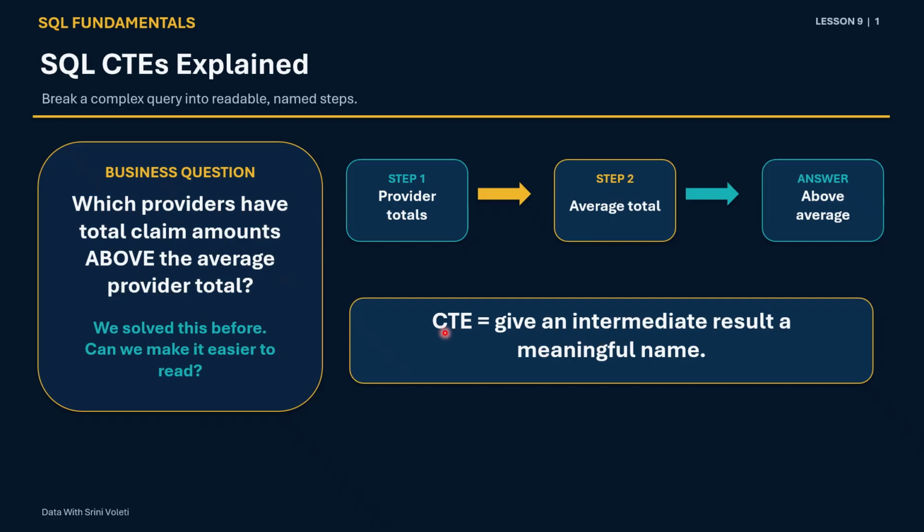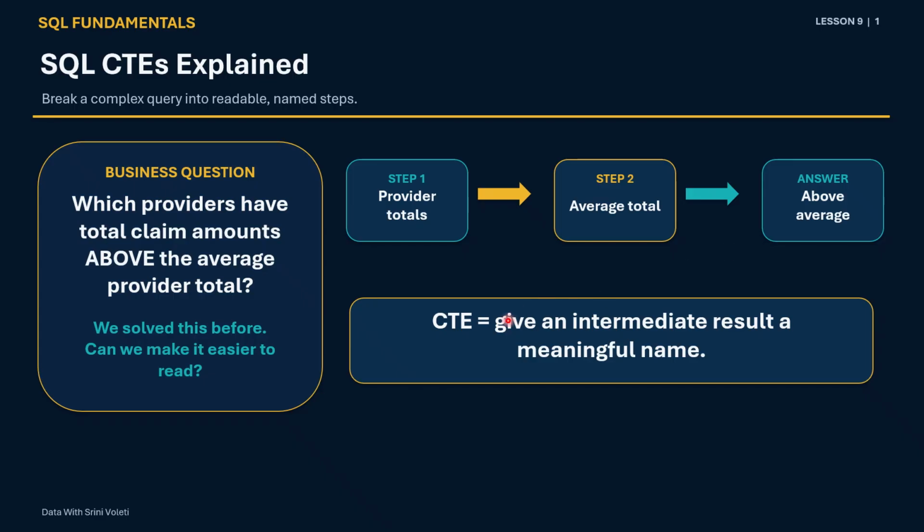Look at the flow on the right. Step 1, calculate provider totals. Step 2, calculate or compare against the average. Step 3, return the providers that satisfy the business rule. A CTE lets us give an intermediate result a meaningful name.